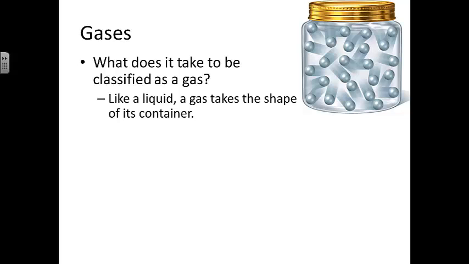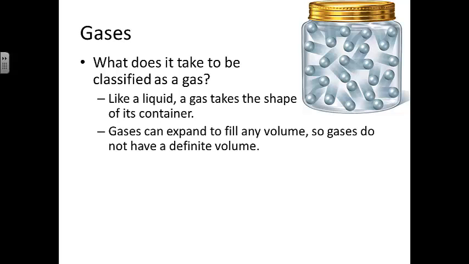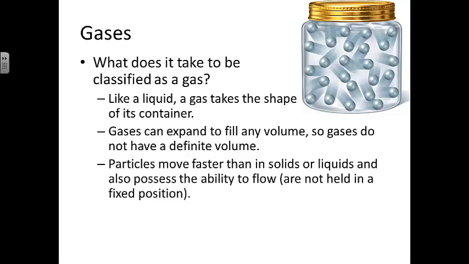Like a liquid, a gas takes the shape of its container, as we can see in the jar. However, we can also see in the jar that the gas has expanded to fill the volume of the container. Gases do not have a definite volume. They can take up more space or less space. Particles move faster than they do in solids or liquids, and they also possess the ability to flow, just like a liquid does. So they're not held in a fixed position. They have the ability to flow.